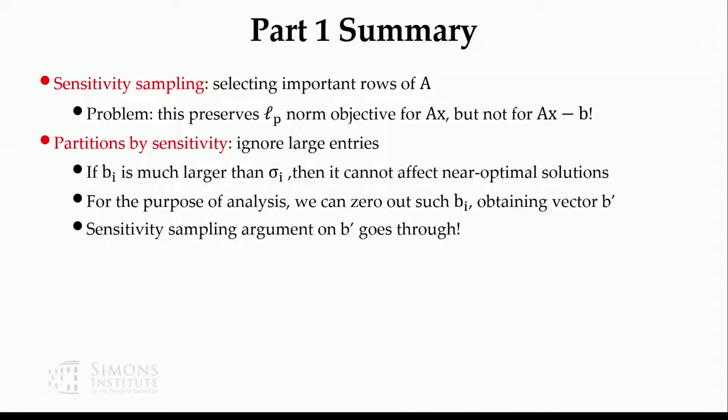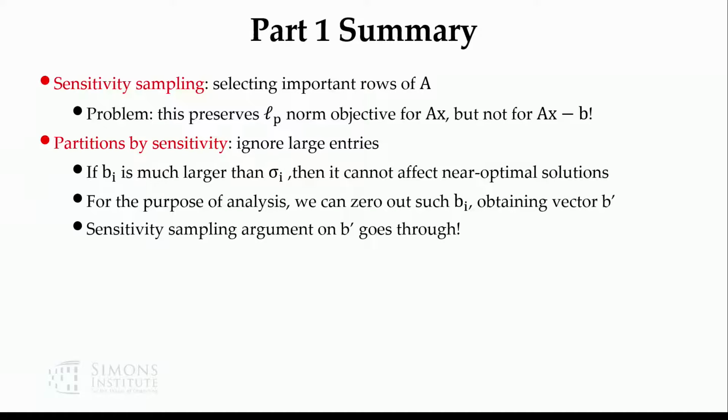And so for the purposes of analysis, we can zero out such b_i, obtaining a vector b prime, where all the entries in b prime are either 0 or at most the place where we cap the entries, the sensitivity divided by epsilon to the p. And you can show that the sensitivity sampling argument on b prime goes through. So that's the rough idea. One issue with this is it's using sensitivity sampling, so it's already not going to get optimal bounds. It ends up getting d to the p over 2 plus 1 instead of d to the p over 2. But it does go through.